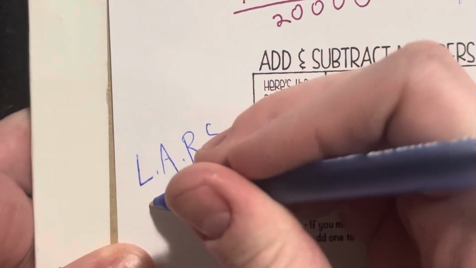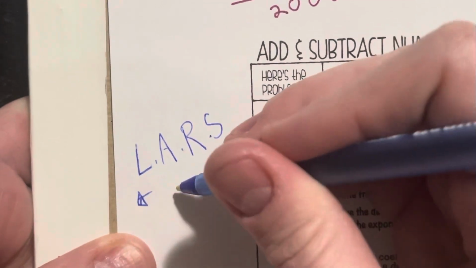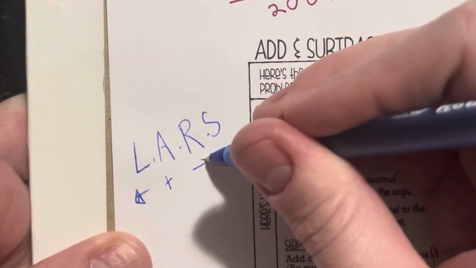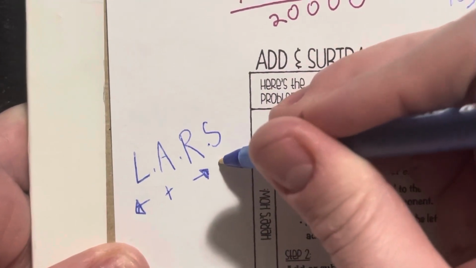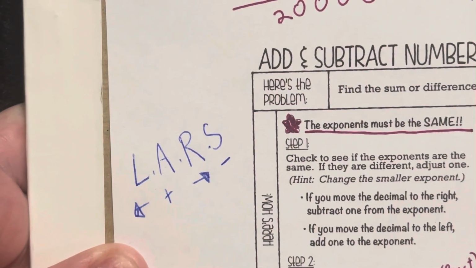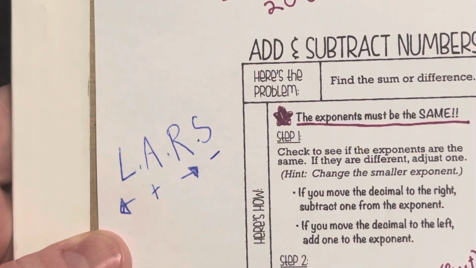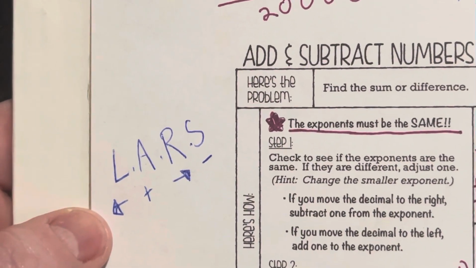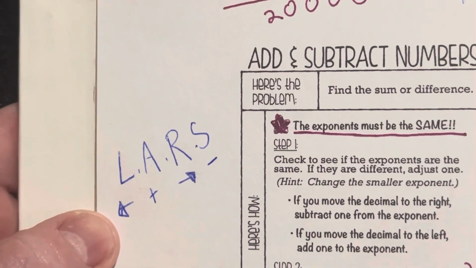This helps us remember if we move to the left, we're going to add. If we move the decimal to the right, we are going to subtract from the exponent. That helps us as we are shifting things to get our decimals and our exponents correct. Okay, back to the problem.